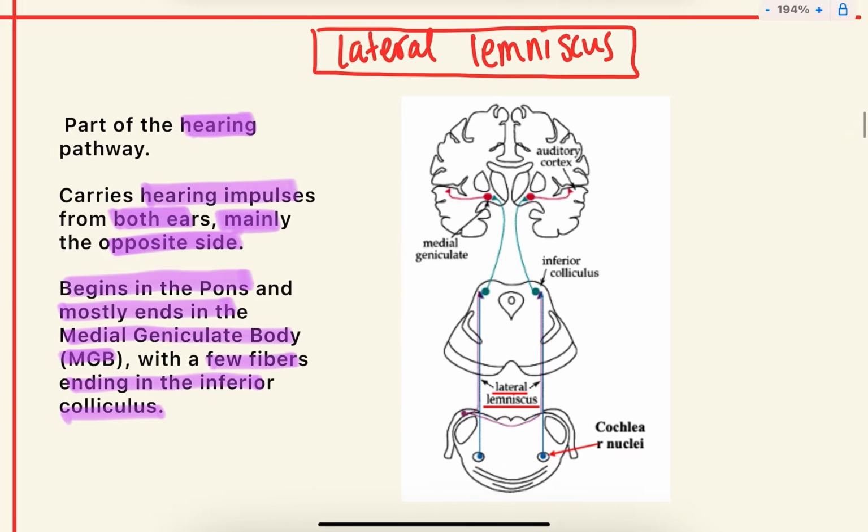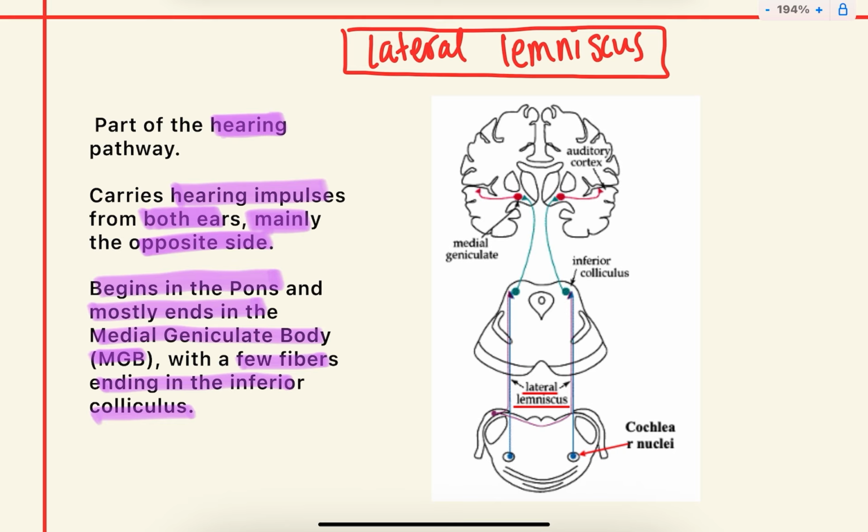Now, coming to the last one, which is the lateral lemnisci. The lateral lemnisci is always associated with hearing. Put this in your mind, memorize it. Its hearing comes from both ears, but mainly from the opposite side. Now, it begins where? It will begin in the pons, and then it will end where? At the level of the inferior colliculi or the medial geniculate body. But mainly it ends in the medial geniculate because it's the major one.